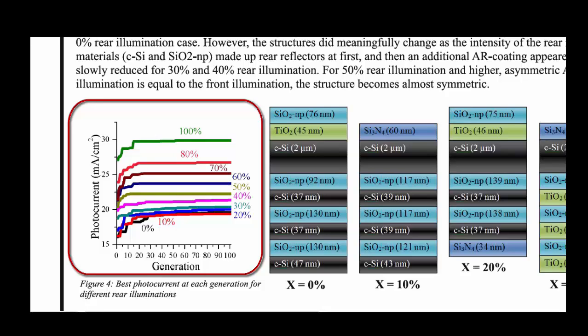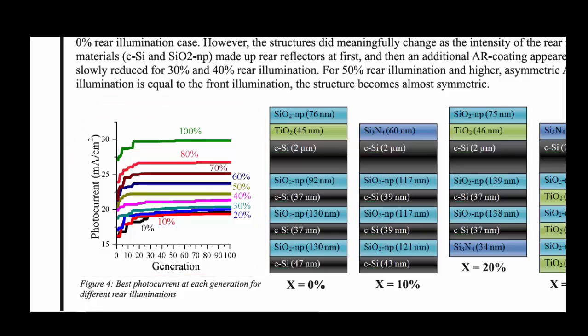Now, we should expect to have always higher photocurrents for increased rear illumination. I mean, there's more photons to harness in our optimal cases. This is not true between 0% and 10%. If you look at the actual structures that come out of the optimization, you can see why. It's because for the 0% case, it's evolved a 2-layer anti-reflection coating, whereas for the 10% case, it just is a 1-layer anti-reflection coating. And the 2-layer is a much better anti-reflection structure. The reason you don't get it is because we have such a strong selection for the best one.